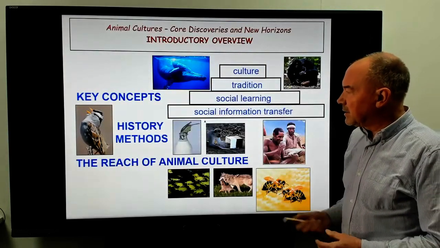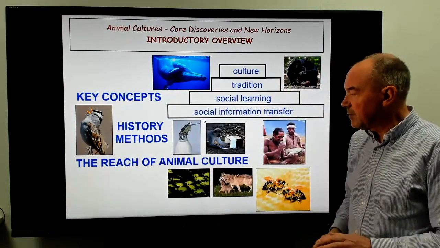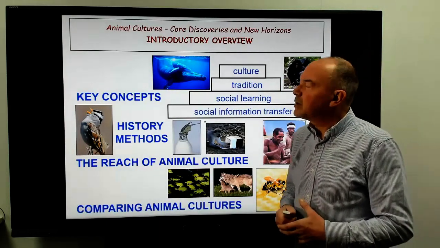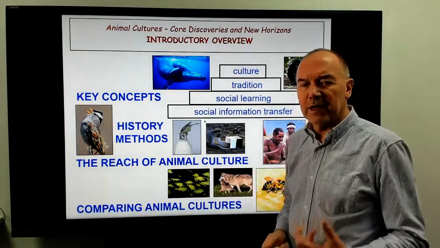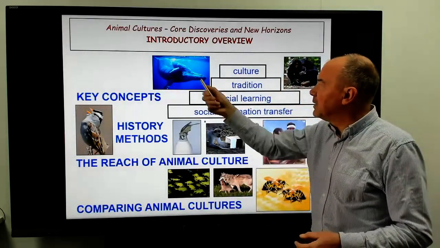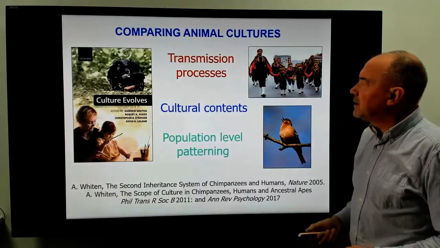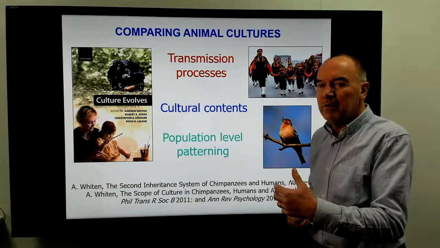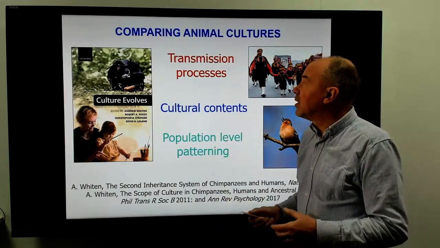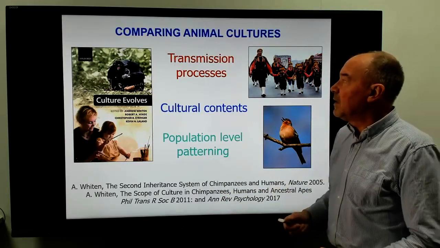So far I've talked about the reach of animal culture in several respects, and that reach produces tremendous diversity. How should we make sense of this? How can we compare different animal cultures from species as different as these? Well, I've suggested in various papers that there are 3 main dimensions across these phenomena where we can make comparisons and see, well, what's similar and what's different.